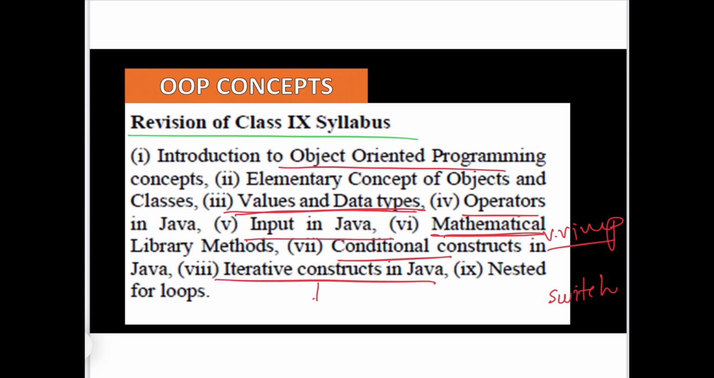Next, iterative constructs. Iterative constructs are while, do while, and for. We know the while and for are entry controlled and do while is an exit controlled loop. In do while the loop will execute at least once, even if the condition is not fulfilled, but that is not the case with while and for loops.